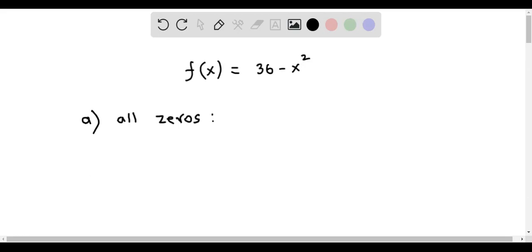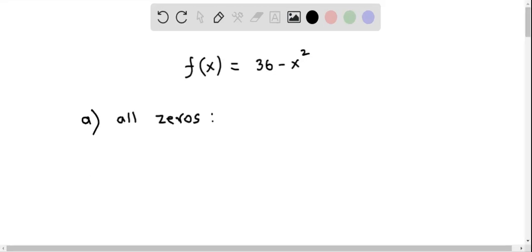Let's do part A. Here we determine all zeros of the polynomial function f of x, which is given as f of x equals 36 minus x squared. To determine the zeros of the function, we put f of x equals 0 and then solve for x. That is, we should set up f of x equals 0. So let's replace f of x with 0 in this function and solve for x.